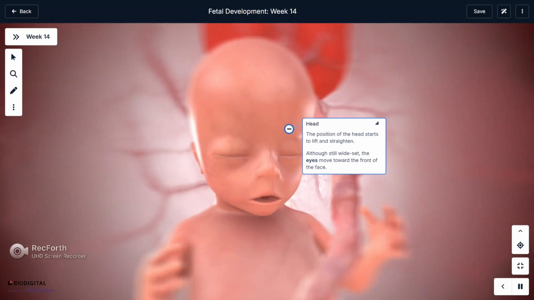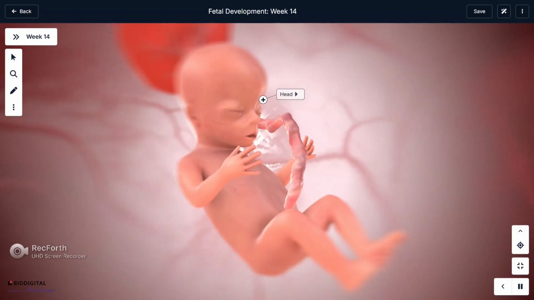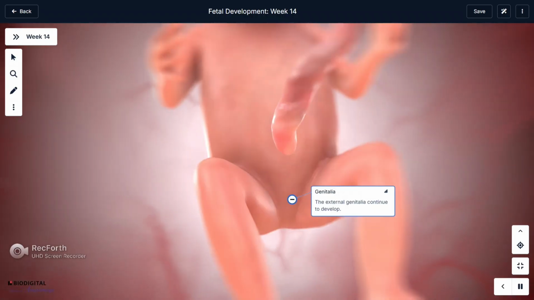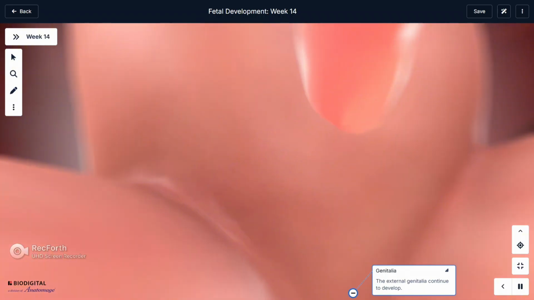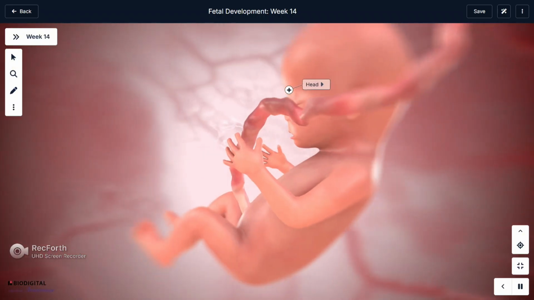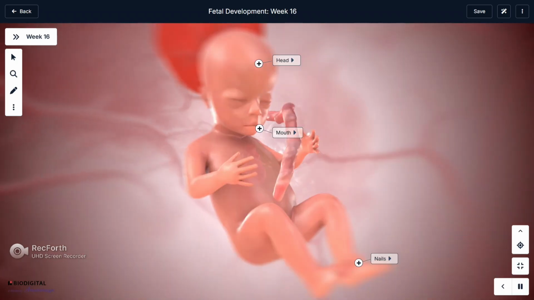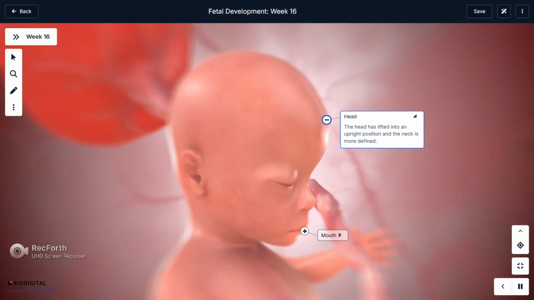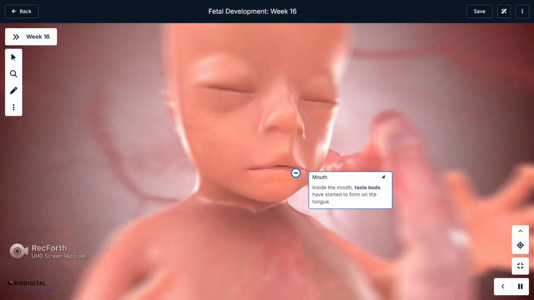And by week 14, the position of the head starts to lift and straighten. Although still wide set, the eyes move toward the front of the face. The external genitalia continue to develop. And now, this is how the fetus looked at week 14. And by week 16, the head has lifted into an upright position and the neck is more defined. Inside the mouth, taste buds have started to form on the tongue.